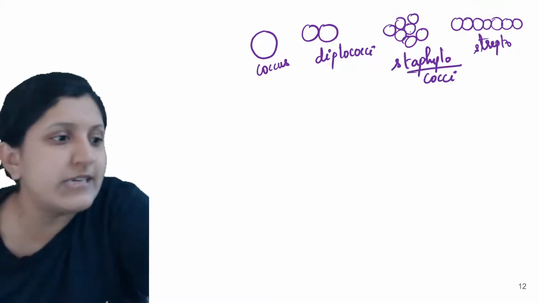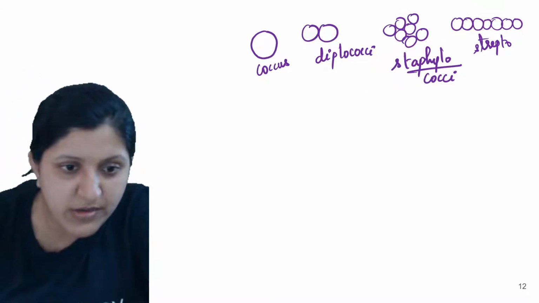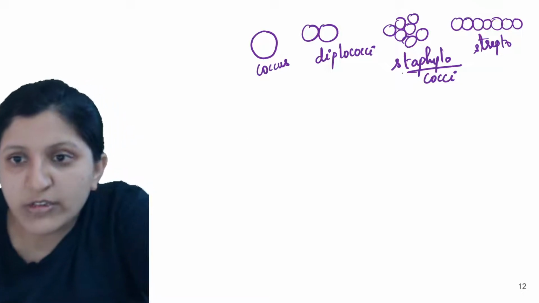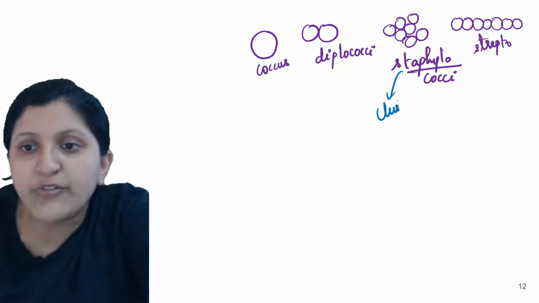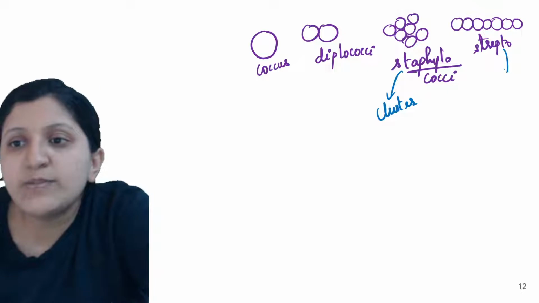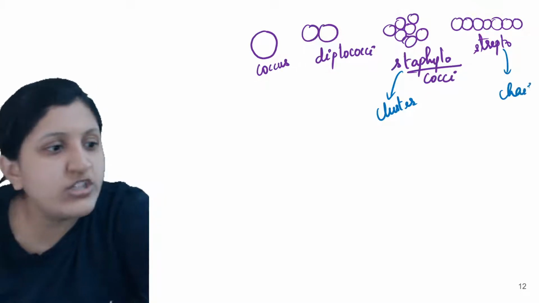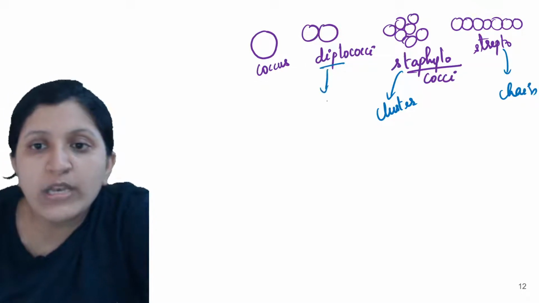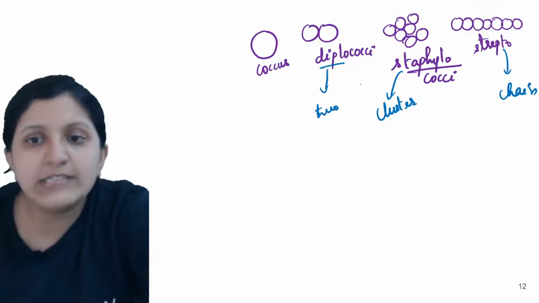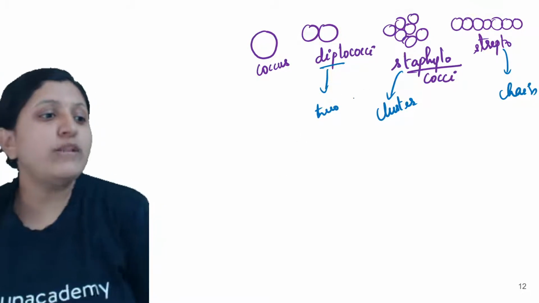So cluster, it is a staphylo. I'll just label this. So this is basically for a cluster formation, and this is basically for a chain formation. When these are two in number, the name is given as such. Okay, so based on that, the name is given.